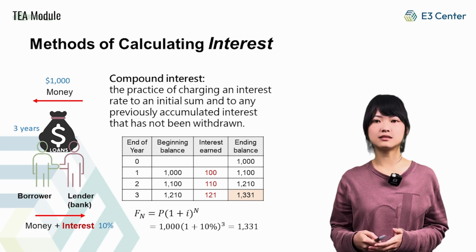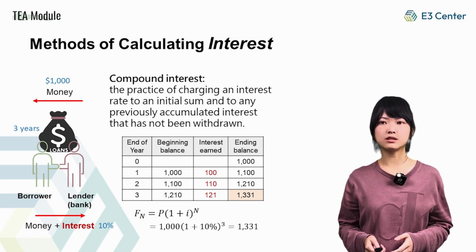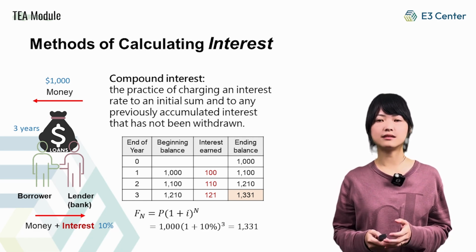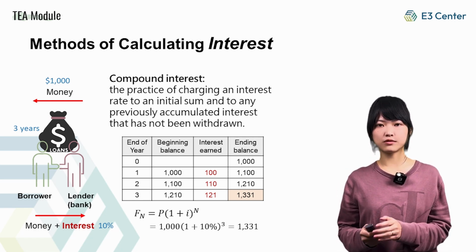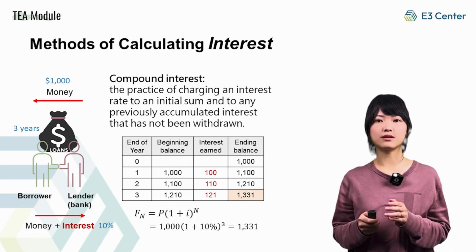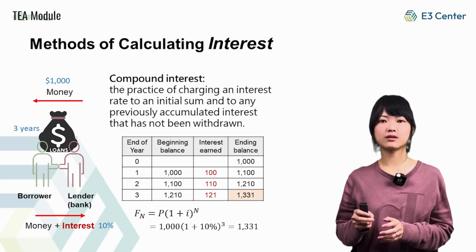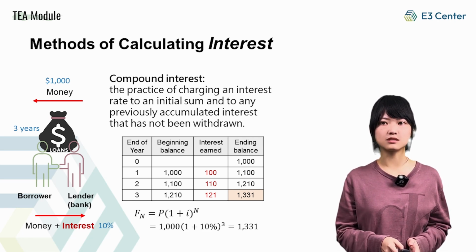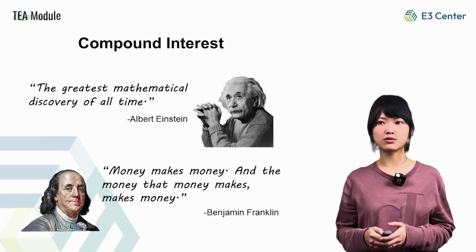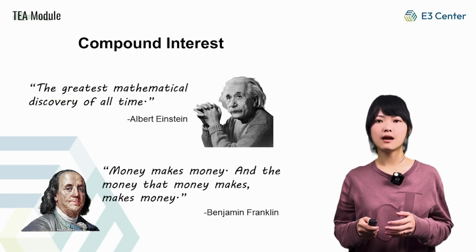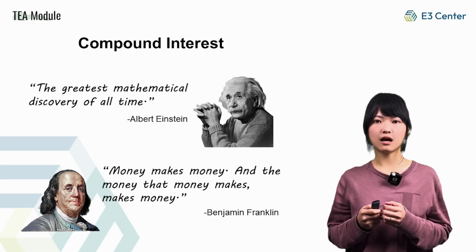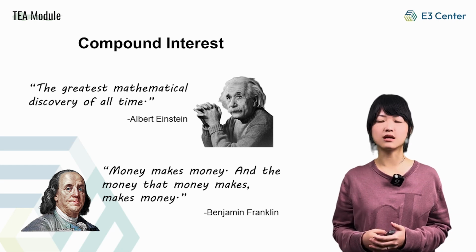The second is the compound interest. Here is where it gets interesting. Compound interest means you will earn interest on your interest. Let's start with $1,000 at a 10% rate. By the end of 3 years, you are looking at $1,331. That extra $31 comes from the interest earned on interest. Compound interest is remarked as the greatest mathematical discovery by Albert Einstein because it really captures the essence of how money can grow exponentially over time.